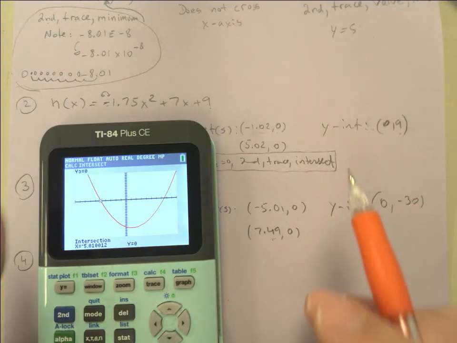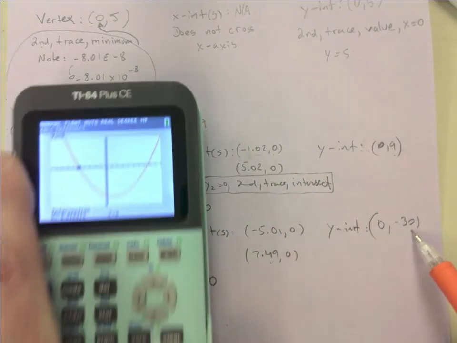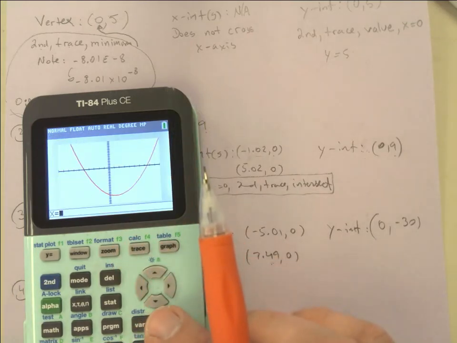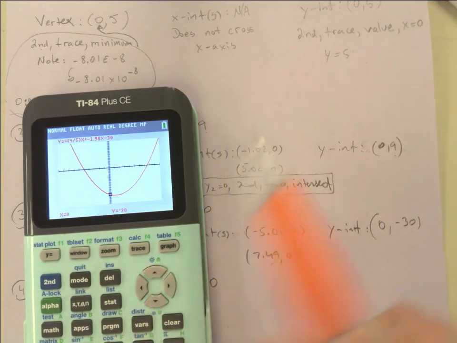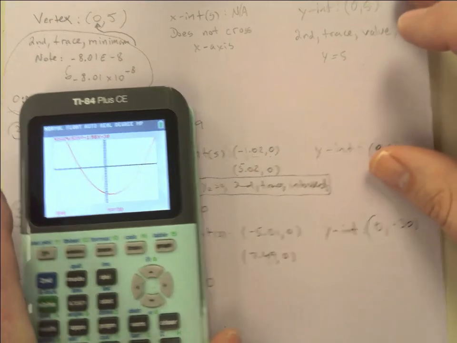For y-intercept, this is already in general form, so it is negative 30, but again, second trace value, x is equal to 0, y is equal to negative 30. That's what we expected, right? So I hope that this helped you figure out.